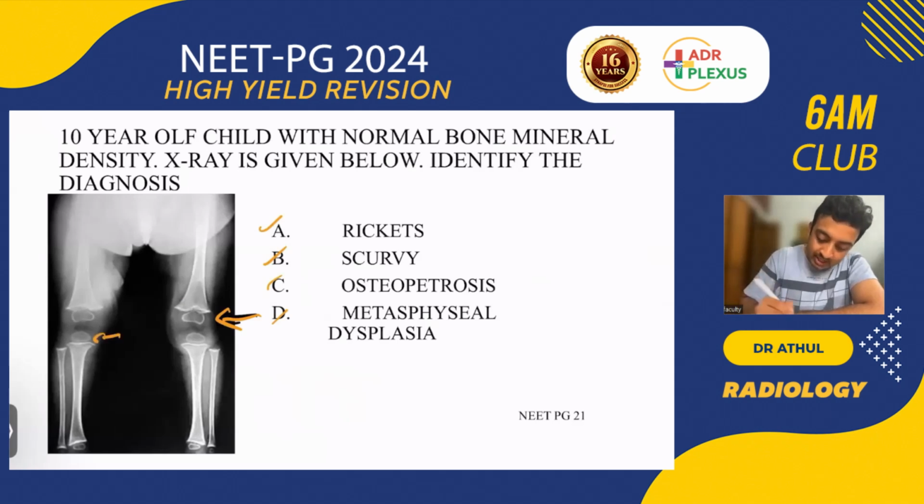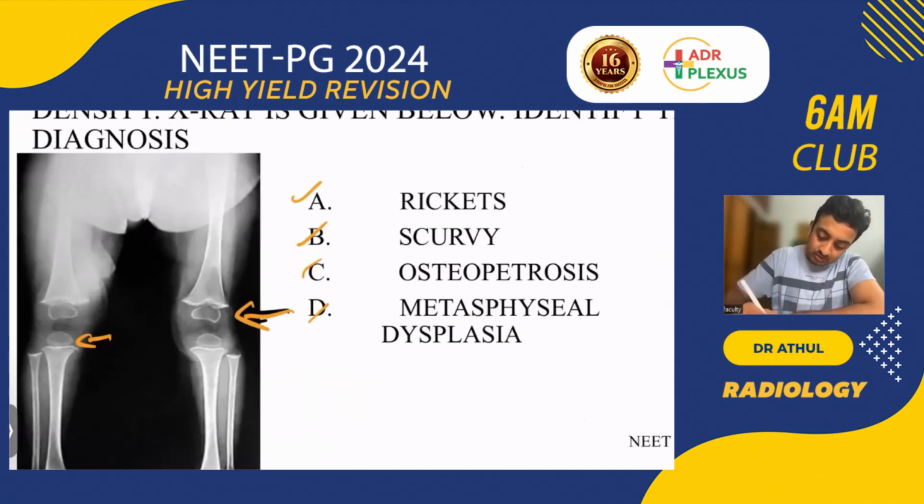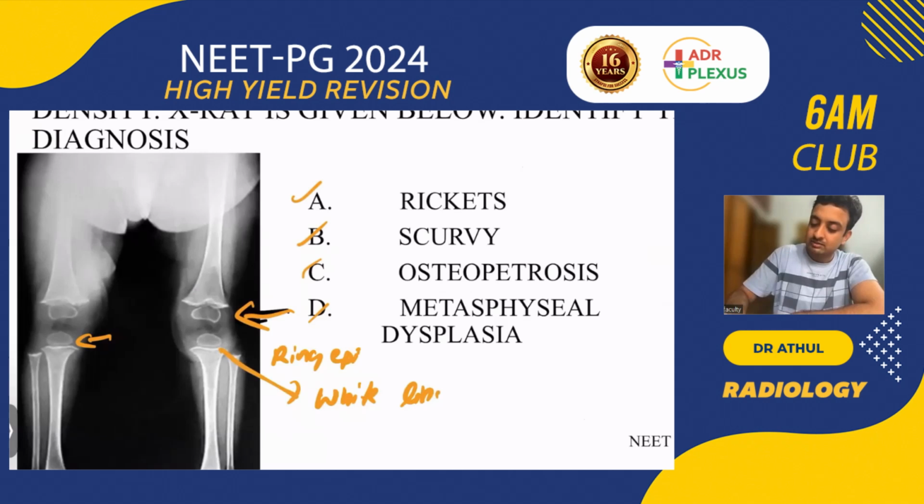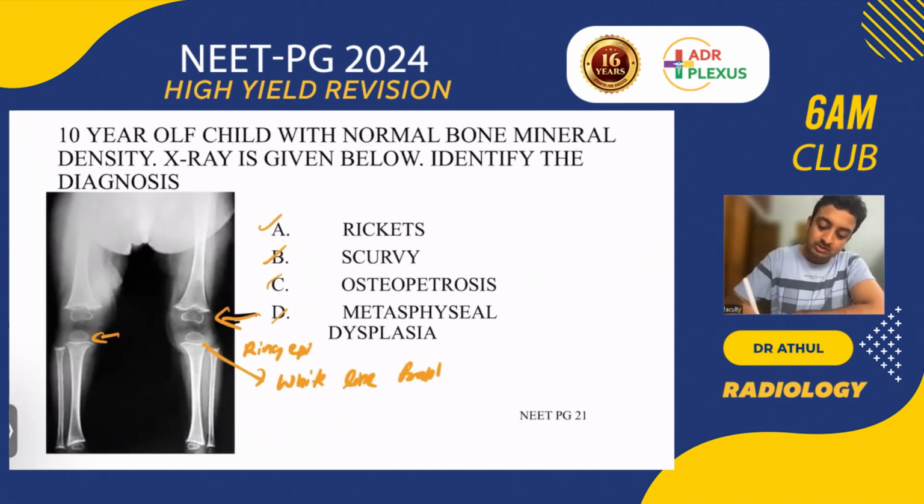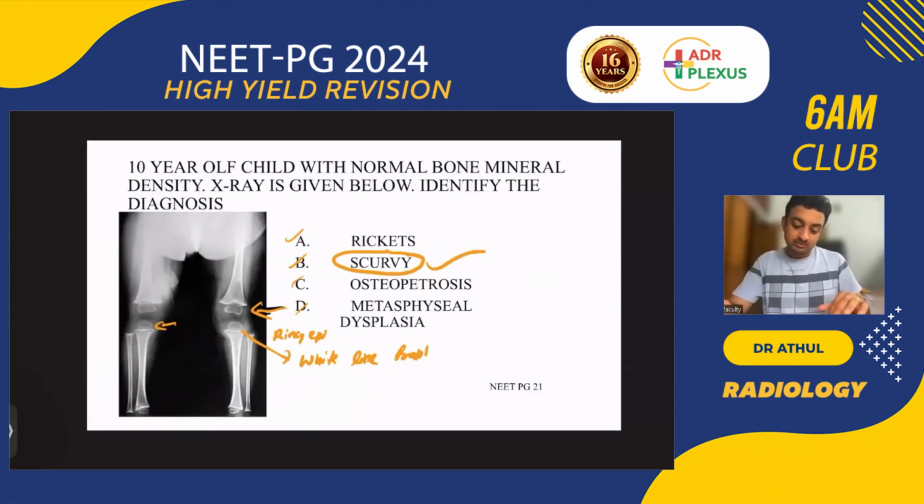You are seeing ring-like epiphysis, ring epiphysis, white line of Frankel. Just 2 points is enough. Metaphyseal flaring. So this is scurvy. Yeah, everyone knows this is scurvy.